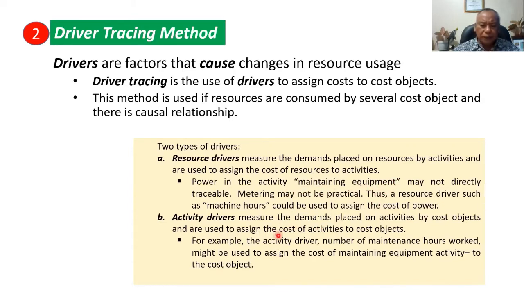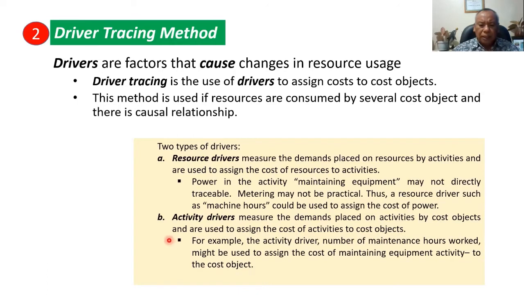And then the second driver is activity drivers. They measure the demand placed on activities by cost objects and are used to assign the cost of activities to cost objects. So the activity driver is the driver that we use to assign the activity cost to the cost object. That's why we call it an activity driver. The resource driver is the driver that we use to assign the cost of resources to activities.